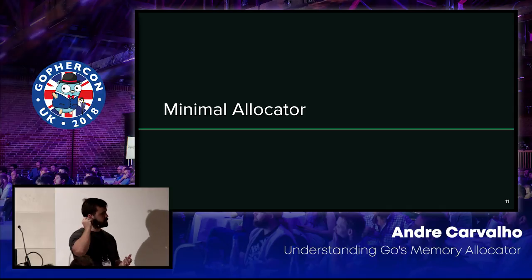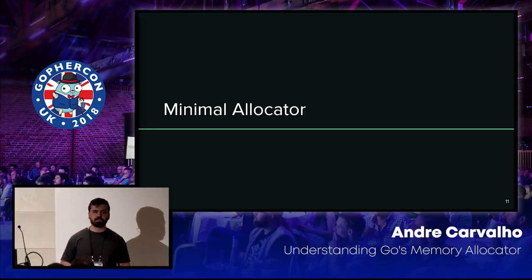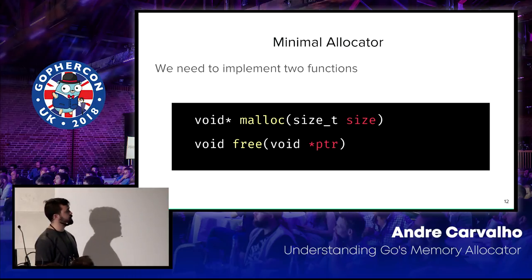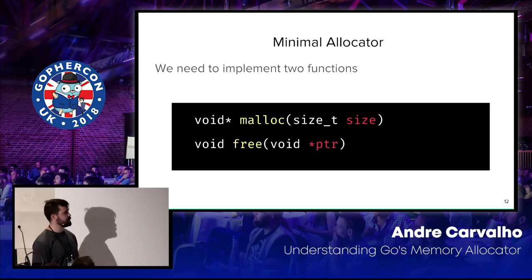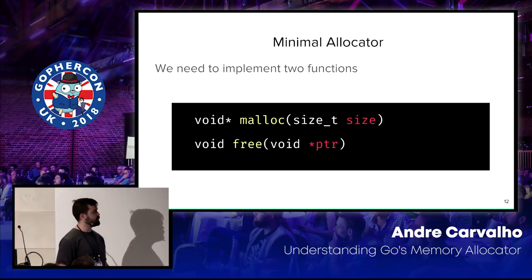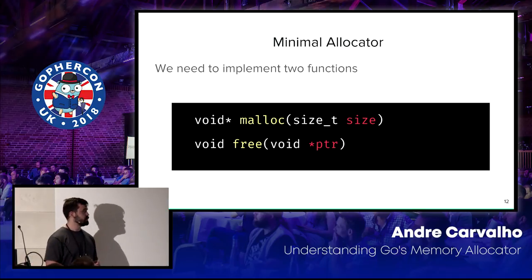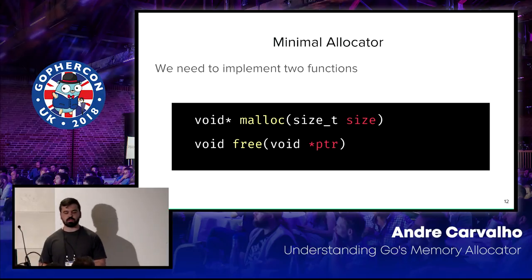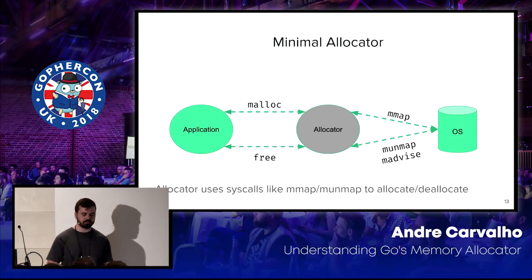Before going to the details of how Go is actually implementing memory allocation, let's see how one could build a really simple heap allocator. To implement a minimal allocator, we need to implement two functions. The first one is the malloc function, which receives the size of the memory area that we want to allocate and must return a pointer to that area. And the second function is the free function, which receives a pointer to an area that was previously allocated and must free the resources associated to it.